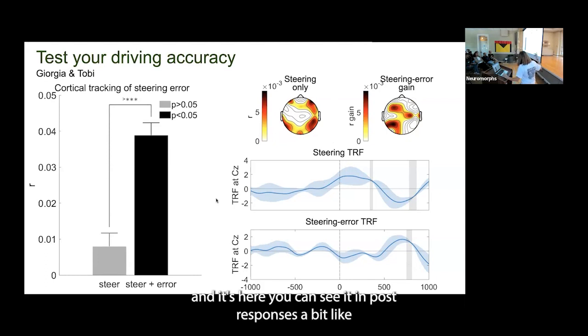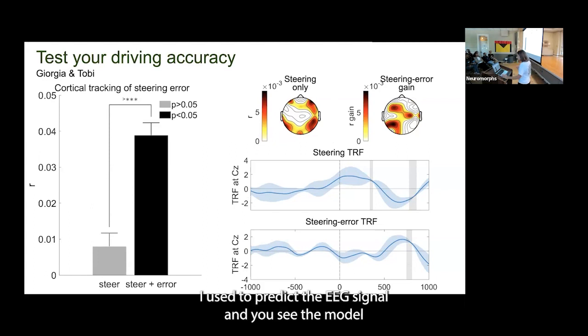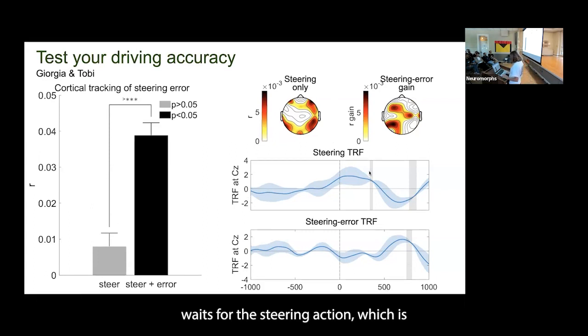And here you can see the impulse responses I get, those are the model weights of the model I used to predict the EEG signal. And you see the model weights for the steering action, where we get a nice impulse response. I mean, with only 2 subjects it's nice, but it's rather at time bucket 0, while the steering error has been processed later. So it makes sense. Yeah, that's it.